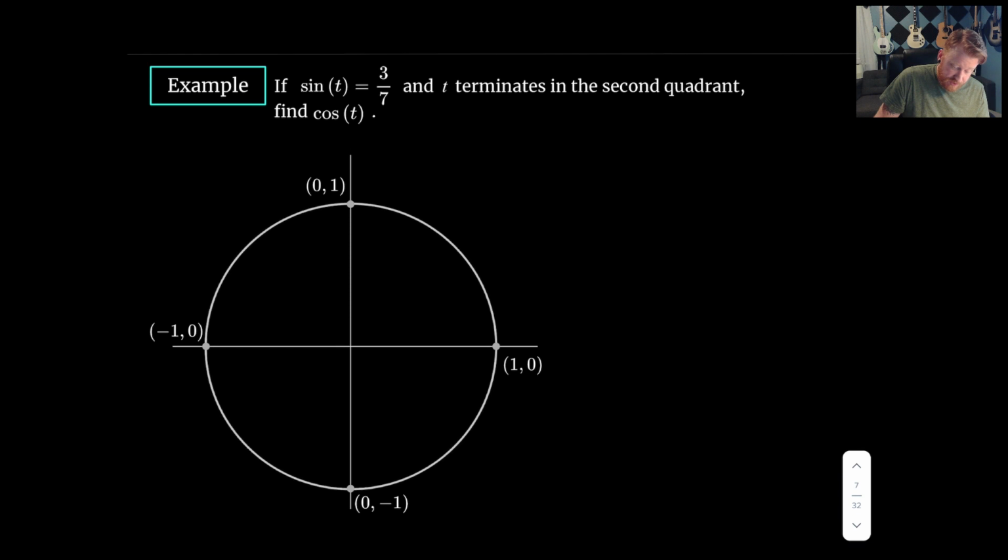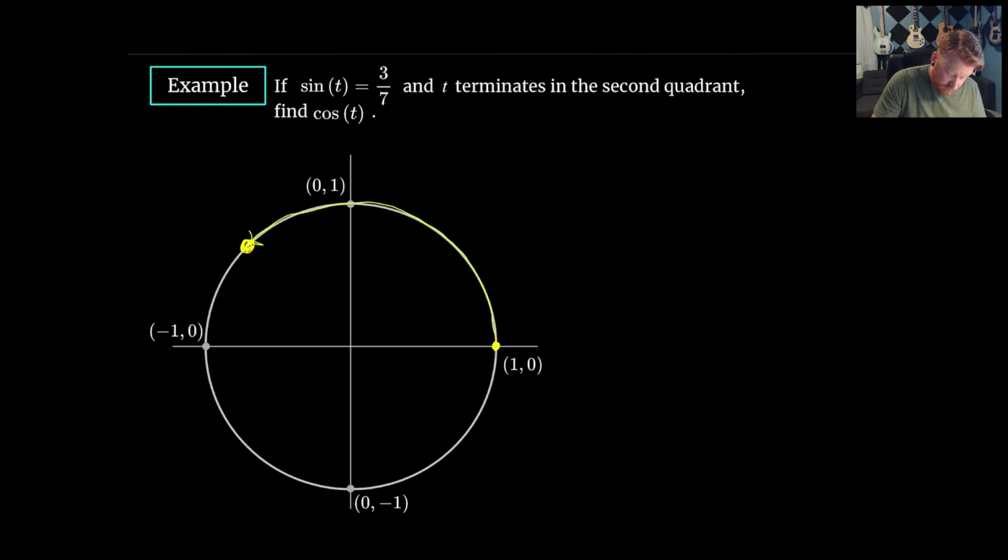Here we are going to do an example. If sine of t is equal to 3/7 and t terminates in the second quadrant, we want to find the cosine of t. What this is saying is, here's some distance t, and we're going to travel around the unit circle, and it's terminating in quadrant 2. I don't know that it's exactly right there, in fact it's probably not, but I'm putting it somewhere in the middle. We'll just say our picture's not drawn to scale, but this is the idea here.